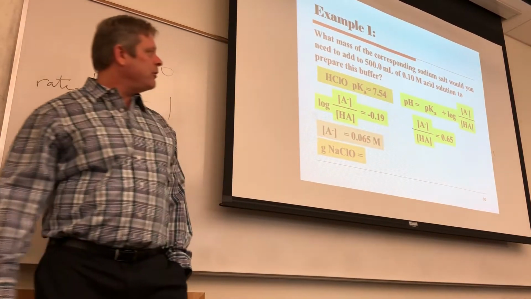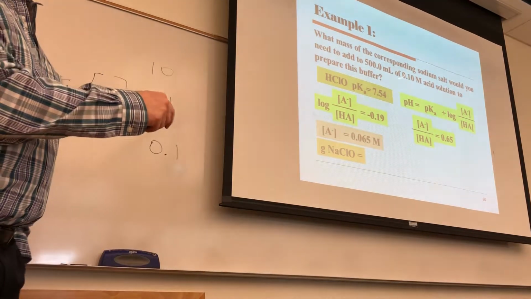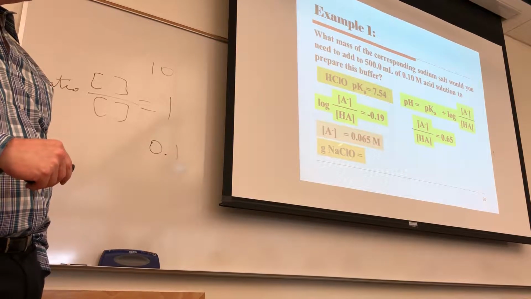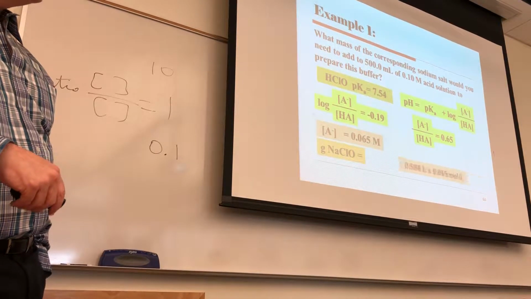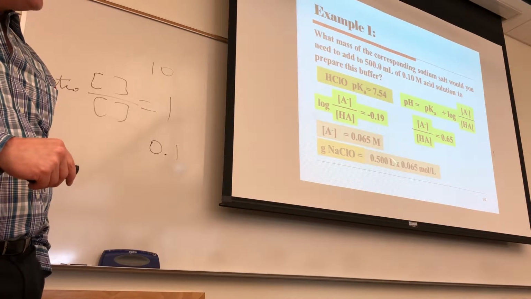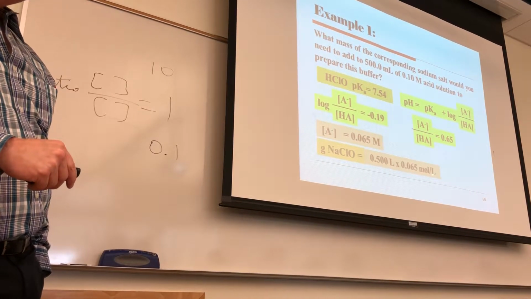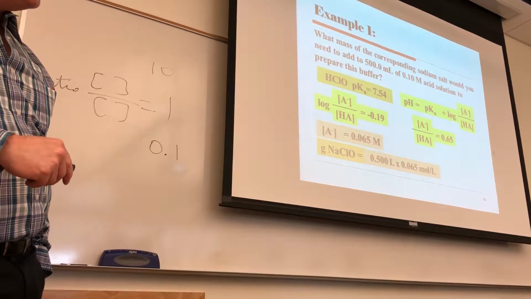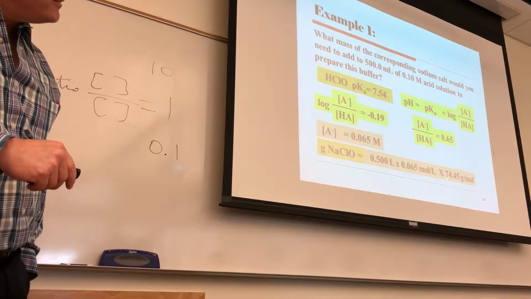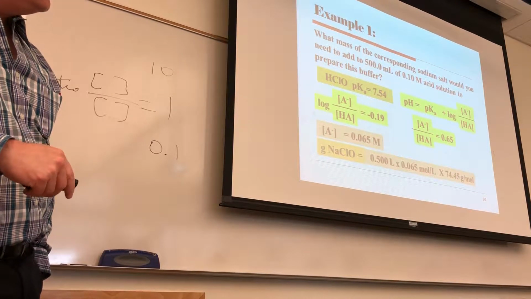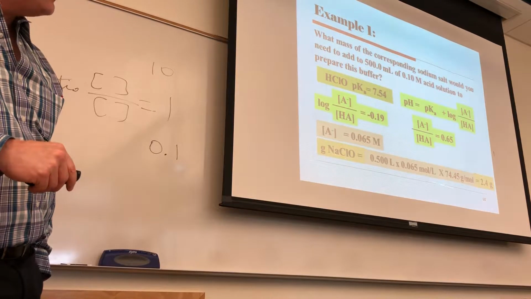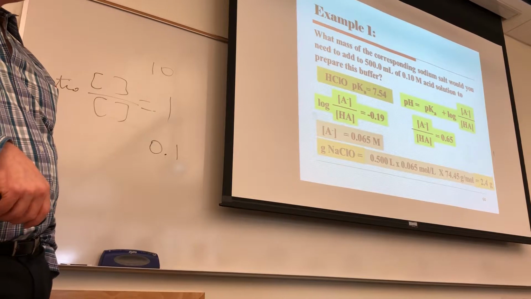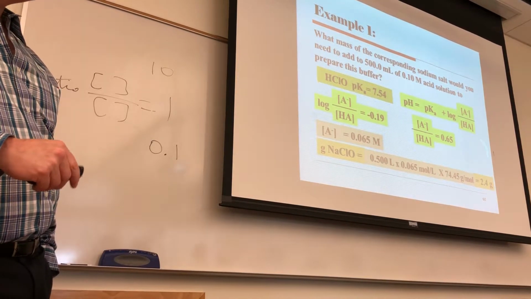What's my volume? 500 mils. And what else would I need to know here? Molar mass of this, right? Okay, good. So there's my volume times the molarity. I now get rid of my liters. I multiply by the grams per mole, the molar mass of the sodium ClO, which I get as 74.45 grams per mole. And that gives me, I would need 2.4 grams of this added to the 500 mils of the 0.10 molar acid in order to make this buffer system ideal.